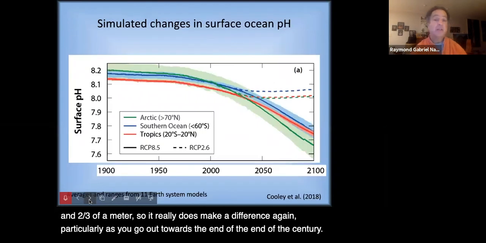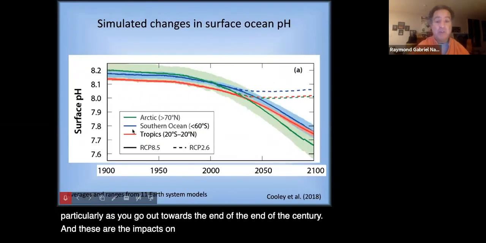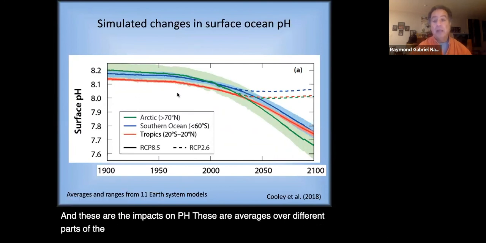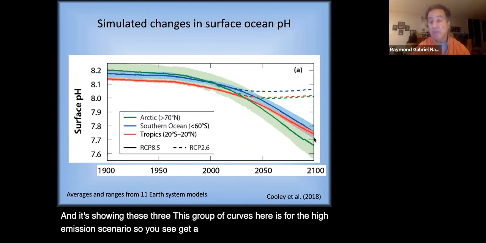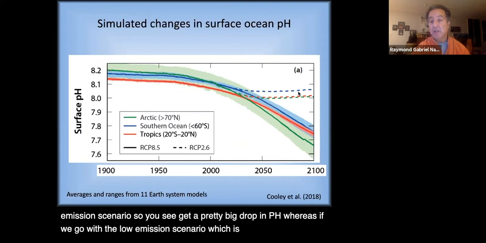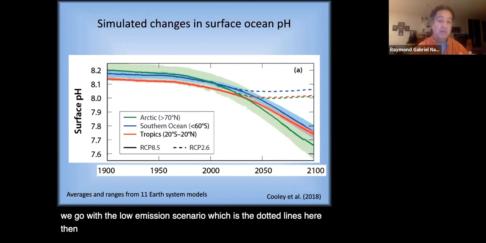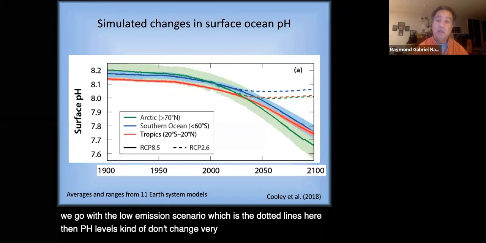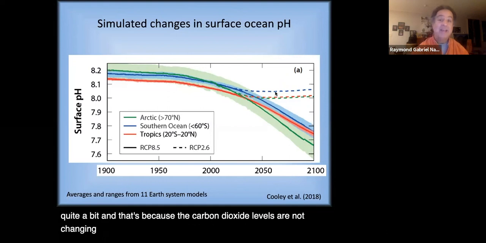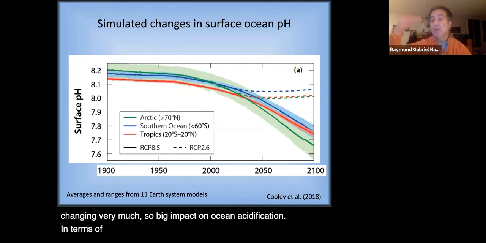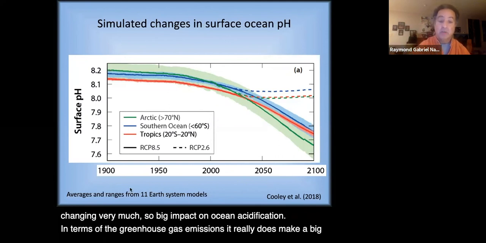And these are the impacts on pH. These are averages over different parts of the ocean, and this group of curves is for the high emission scenario. So you get a pretty big drop in pH. Whereas if we go with the low emission scenario, the dotted lines here, then pH levels don't change very much. They really do level off, because the carbon dioxide levels are not changing very much. So greenhouse gas emissions make a big difference in terms of ocean acidification.